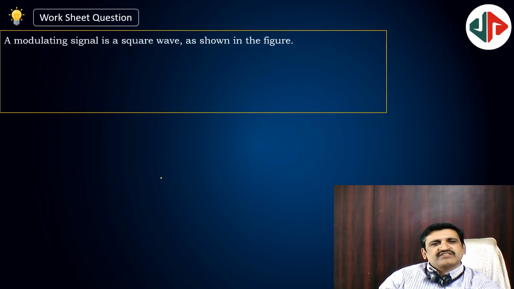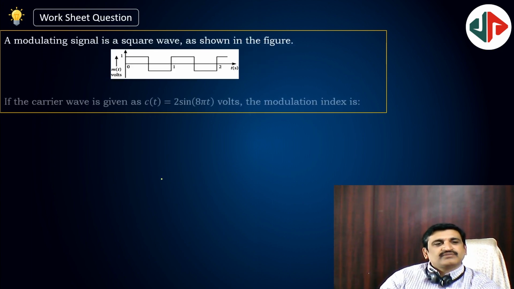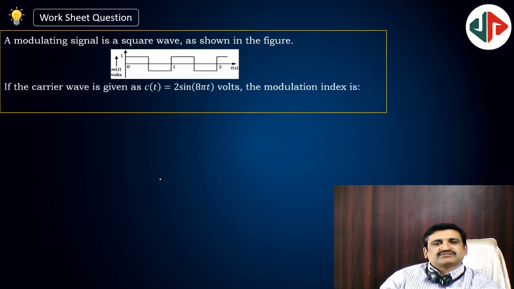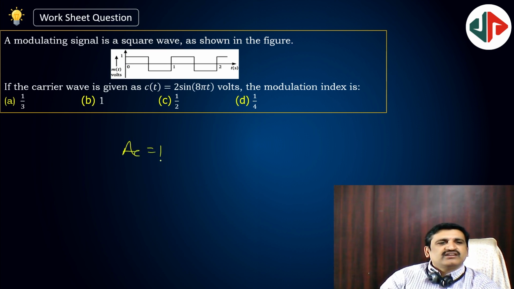The modulating signal is a square wave as shown in the figure. The carrier wave signal is this one. What is the modulation index? Its amplitude is how much? The amplitude of the carrier is 2 volts from this, and the message is equal to 1. So A_m by A_c is equal to mu, that is 1 by 2.